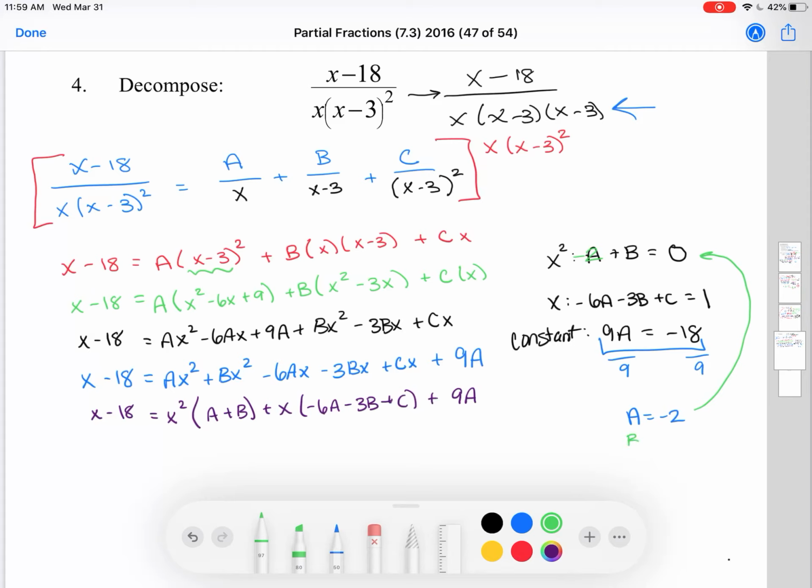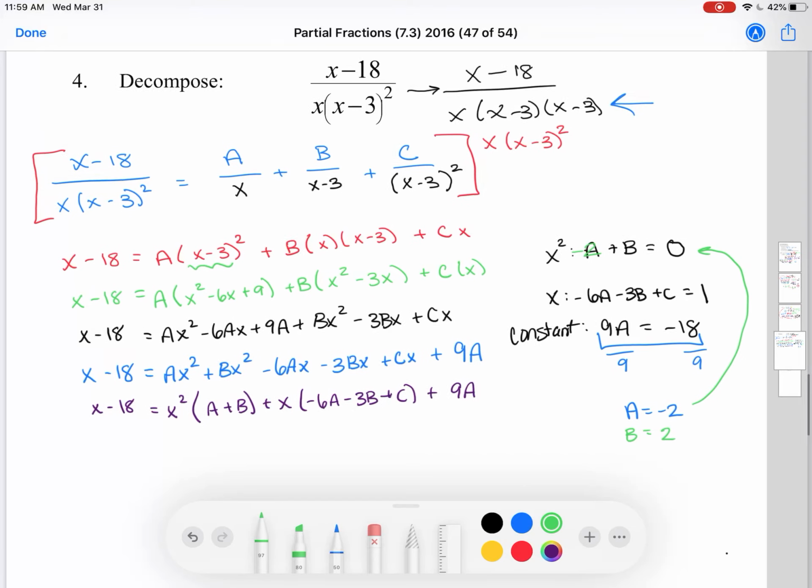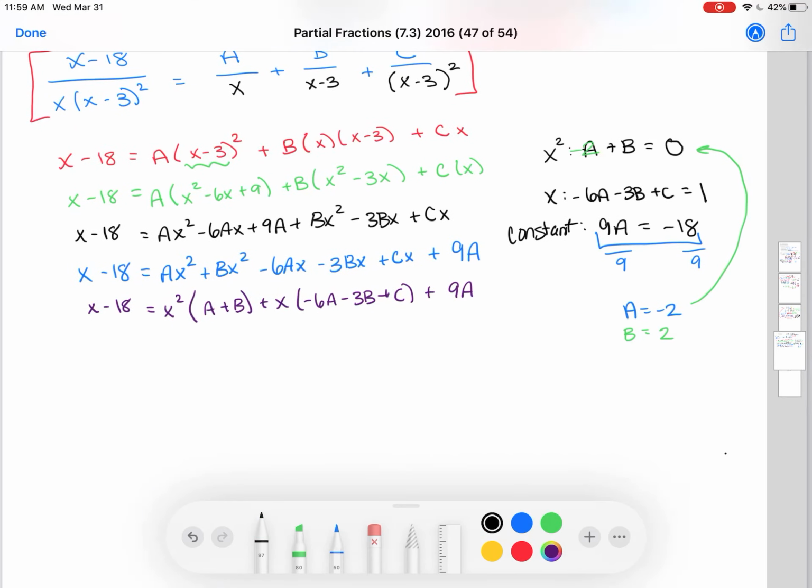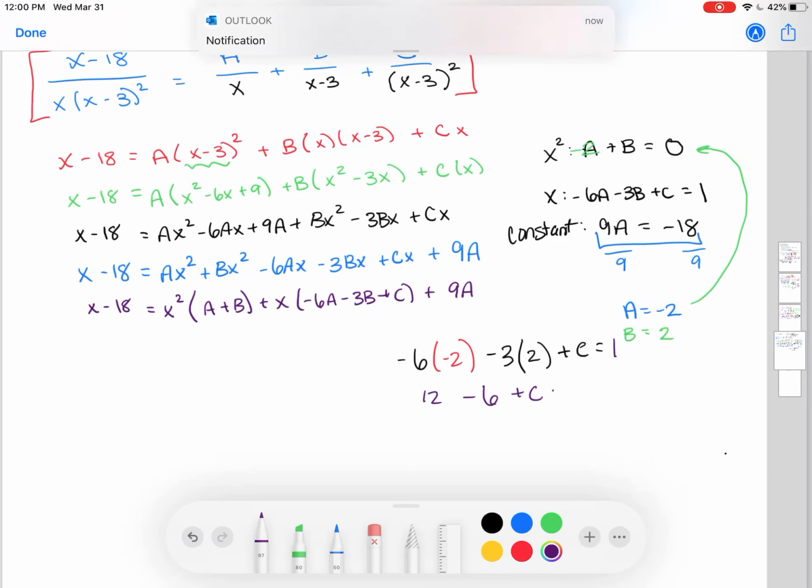Negative 2 plus b is going to tell me that b has to equal a positive 2 when I go to solve. And then when I look at that last equation, plugging in a negative 2 for a and a 2 for b, when I go to solve for c, I got 6 plus c equals 1. C is going to come out to give me negative 5.